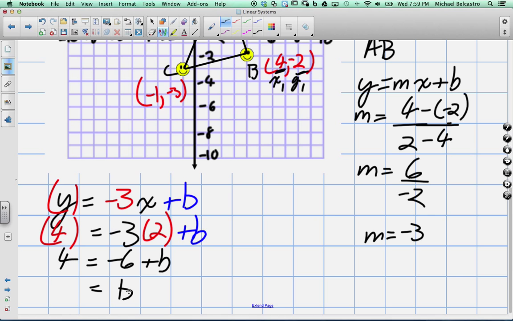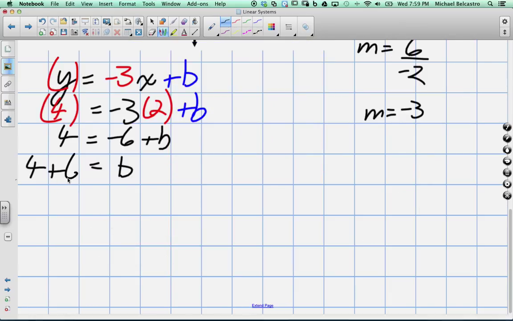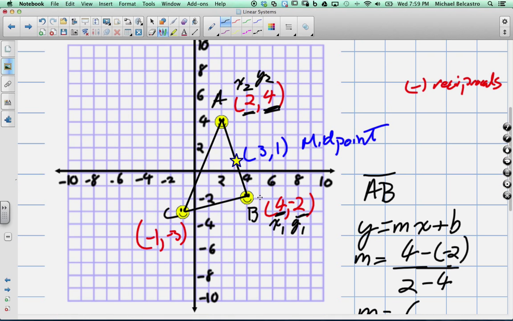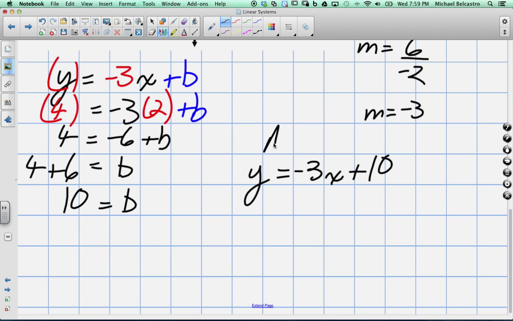And when I move negative 6 to the other side, what does it become? Positive. So what will that add up to? 10. All right. So the equation of our line, can you tell me it? Y equals negative 3x plus 10. Excellent. So that's the equation of our line AB. But that's not our goal.